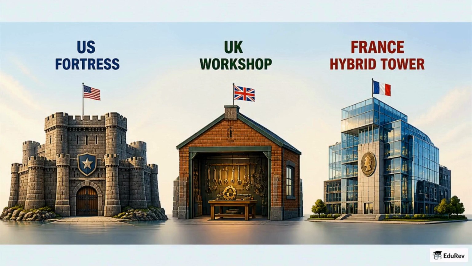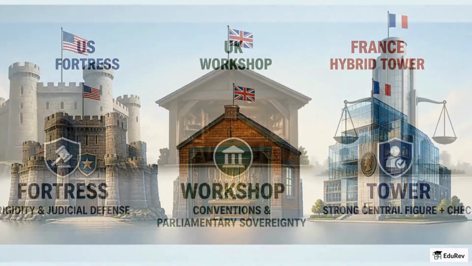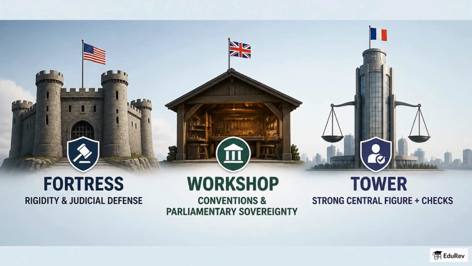Now, a short memory trick. Imagine three buildings: the US as a fortress with strict rules, the UK as a workshop adapting tools, and France as a modern hybrid tower. The fortress stands for rigidity and judicial defense, the workshop for conventions and parliamentary sovereignty, and the tower for a strong central figure plus checks.